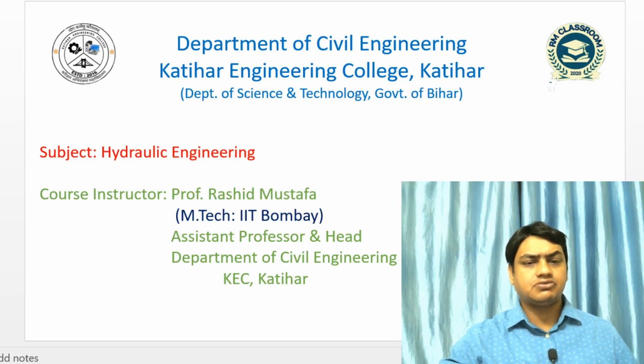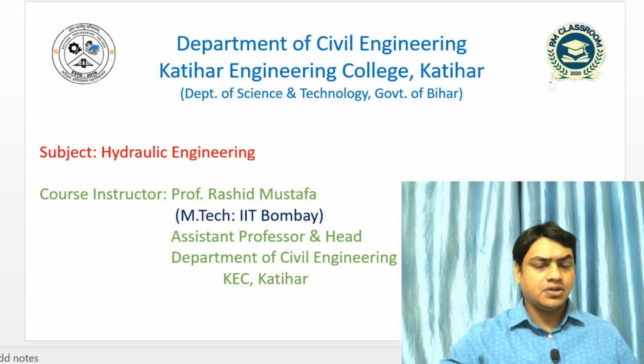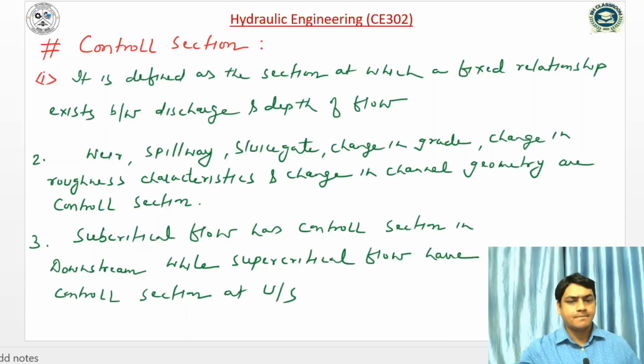So today I will discuss what is control section, and then how to draw the flow profile when there is a change in grade or change in bed slope. After that I will discuss how to compute the length of the gradually varied flow, and also discuss the limitation of gradually varied flow. So let us discuss the control section.